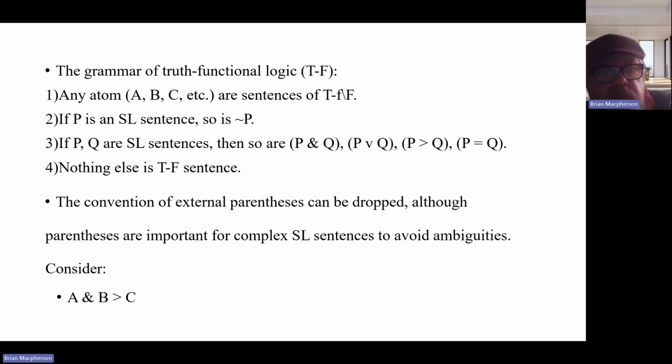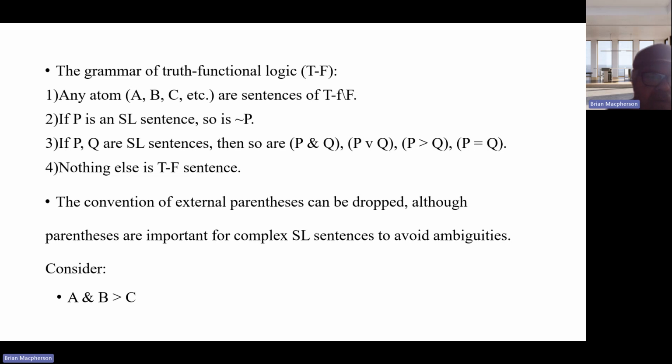So again, to summarize, the grammar of truth functional logic or propositional logic: any atom is a sentence. We symbolize atoms as A, B, or C. If P is a sentence, so is not P. If P, Q are SL sentences, so are P and Q, P or Q, P then Q, P if and only if Q. Nothing else is a sentence. The convention of external parentheses can be dropped, although parentheses are important for complex SL sentences to avoid ambiguities.